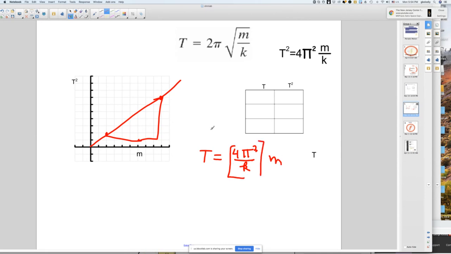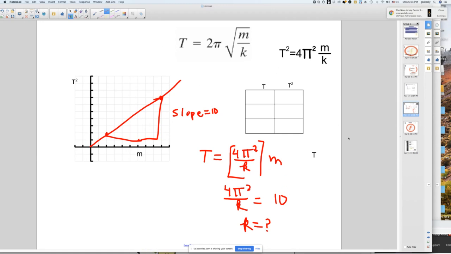So if you find the slope, let's say I'm going to just make a number up. Let's say the slope turns out to be 10. It's not 10, but let's make believe. So you're going to let 4 pi squared over k equal 10, and then you will solve this equation for k. Okay.